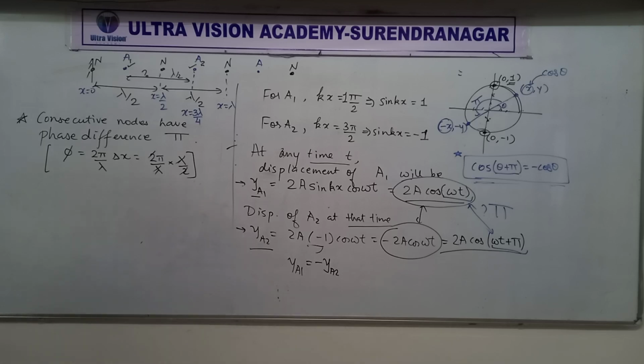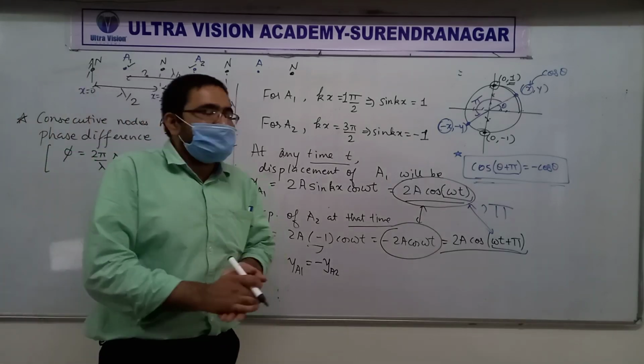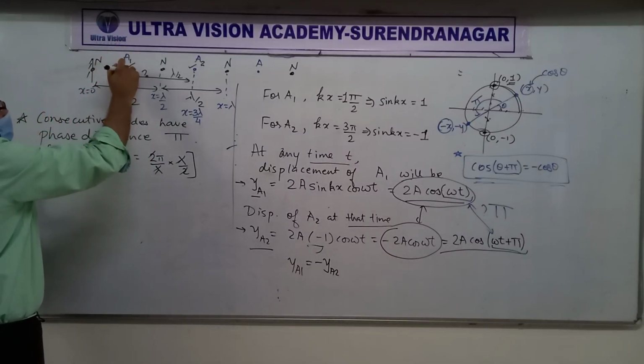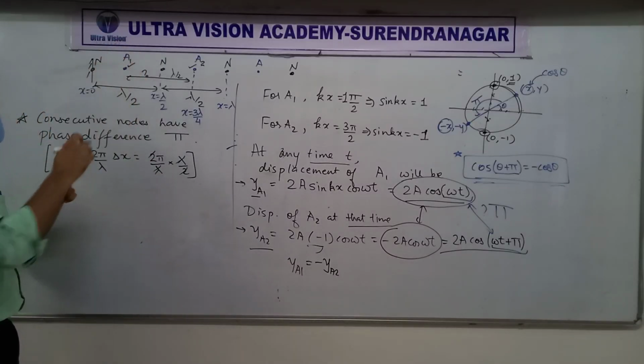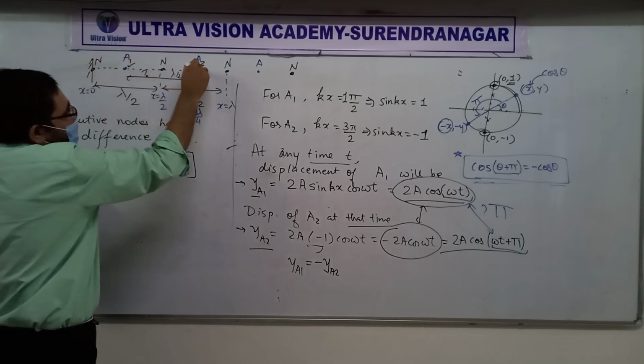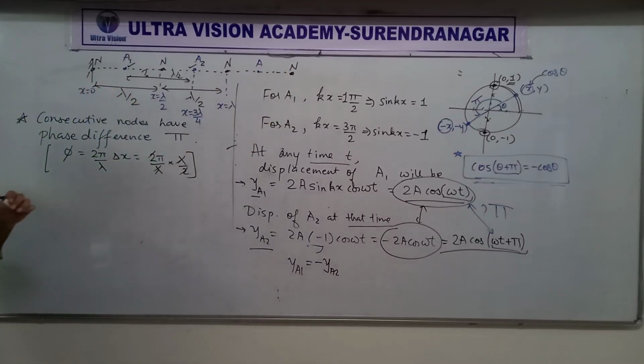Okay, what does that mean? Physically, what does that mean? Listen to this carefully. What this means physically is that when this point, let's say point A1, is oscillating, this is the mean position line. Again, remember these are transverse waves.